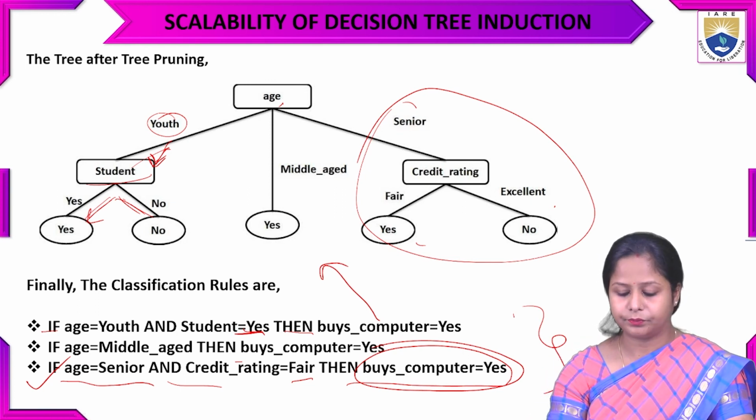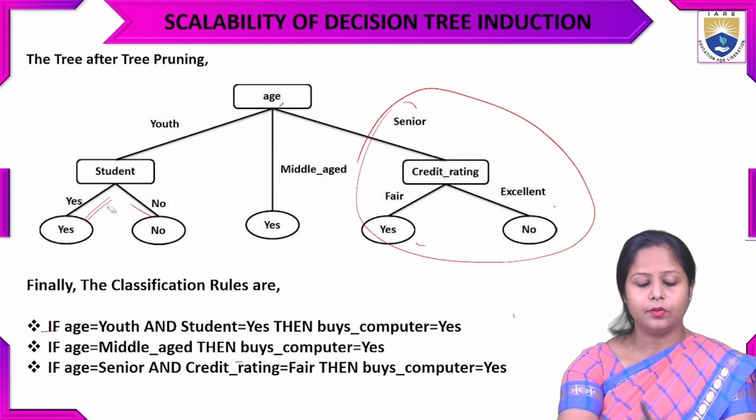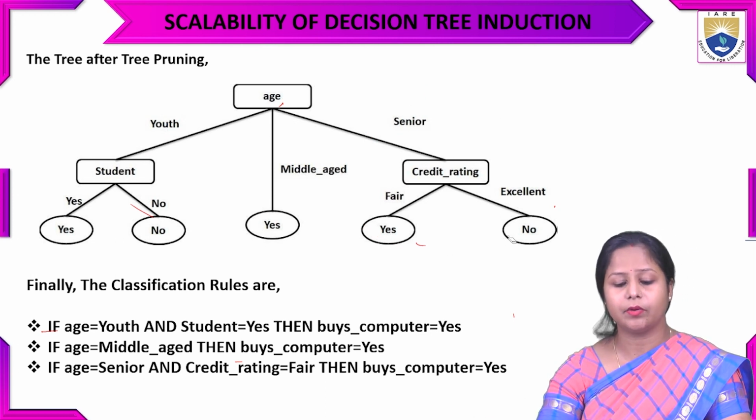So that was all about the decision tree, right? So in the next topic, I'll discuss the classifiers, naive classifiers.